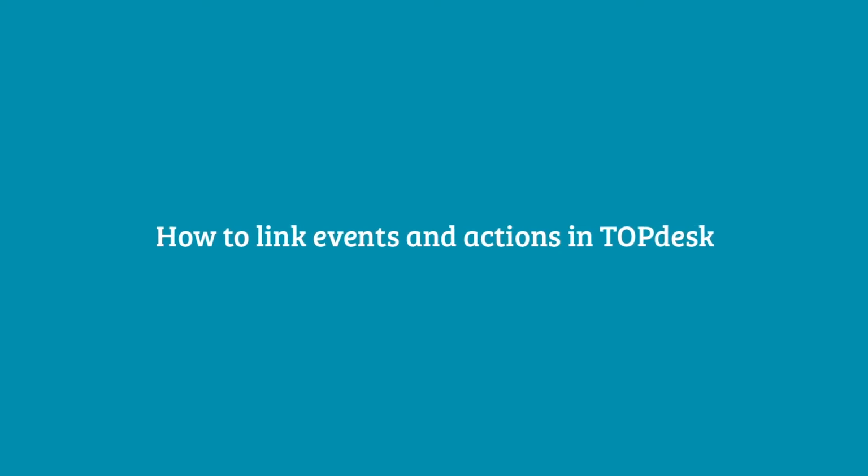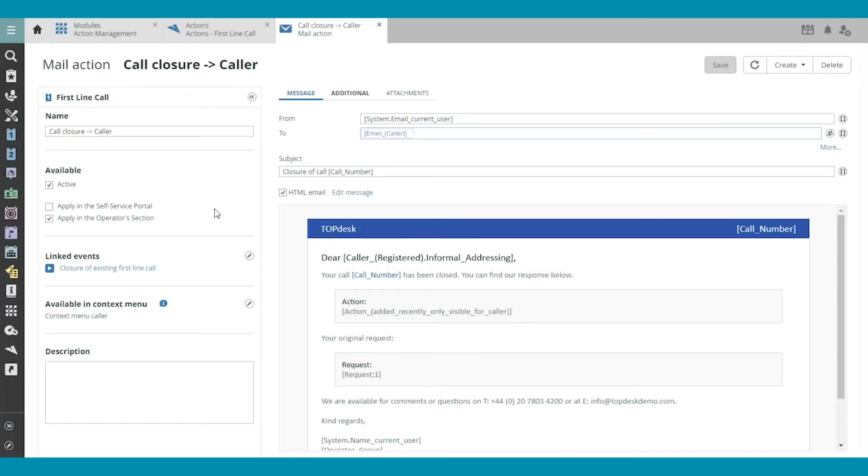This video shows how to link an event to an action. As can be seen, this email action has already been linked to an event, namely the closure of an existing first line call.